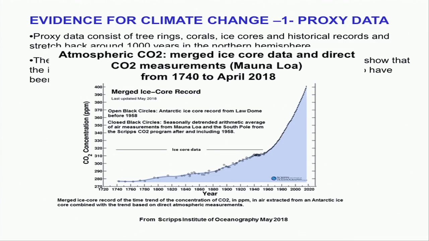And the closed black circles show the trended arithmetic average of air measurements of carbon dioxide from Mauna Loa and the South Pole from instrument measurements going forward from about 1958. And these open black circles here are from the Law Dome, and they overlap quite well, as you can see. So again, we have confidence not just in temperature, but also the links to CO2 concentrations in the air as well.